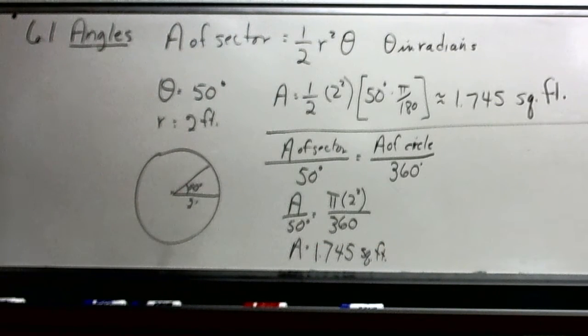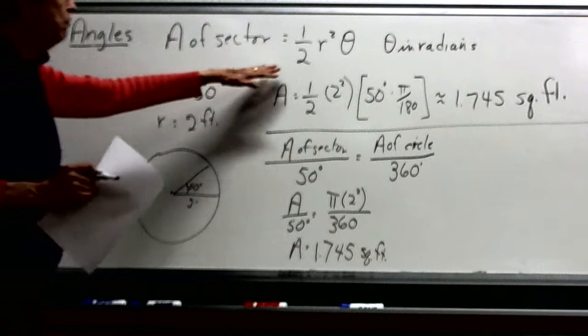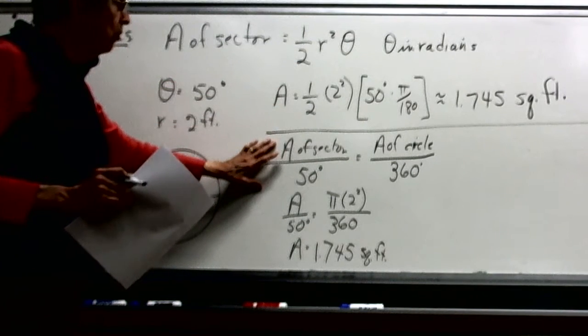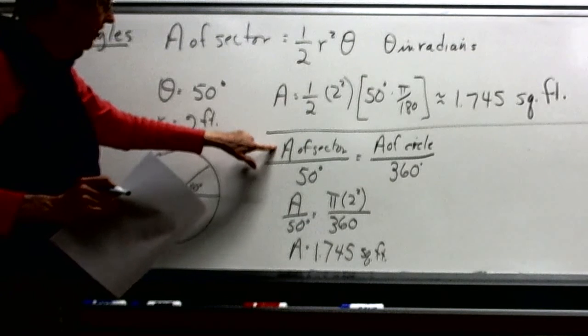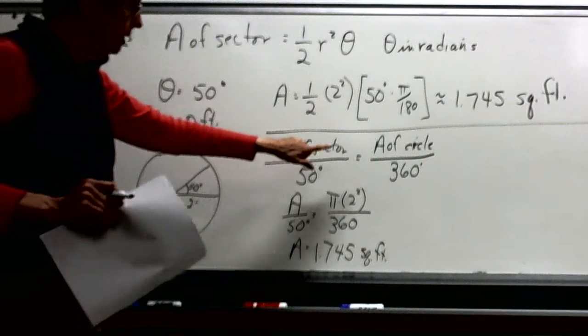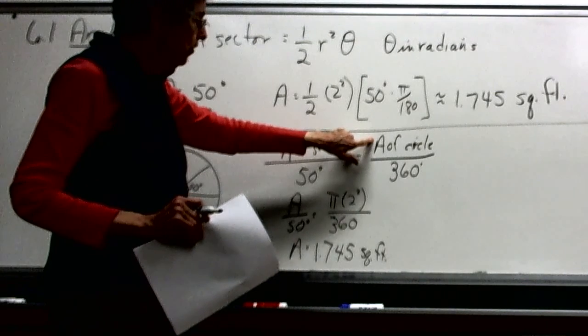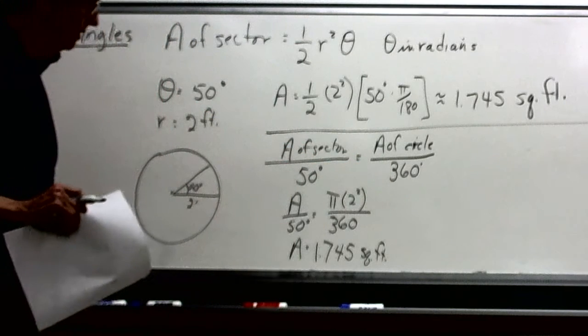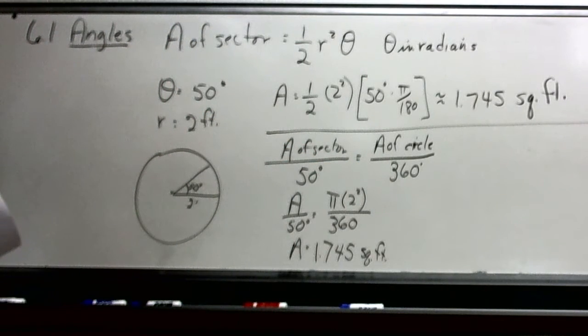So two options for solving this problem: use the new formula, or just set up a proportion of the area of the sector over its central angle equal to the area of the circle divided by the 360, which is a total revolution. That's it.